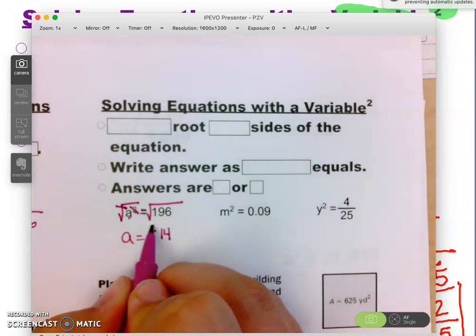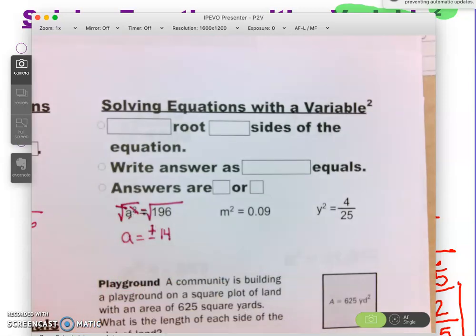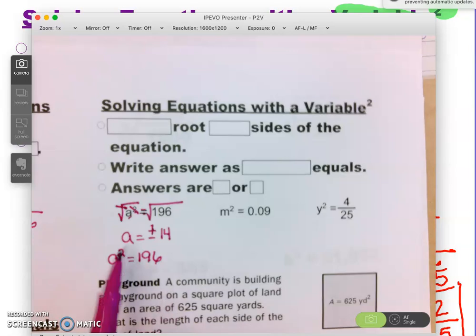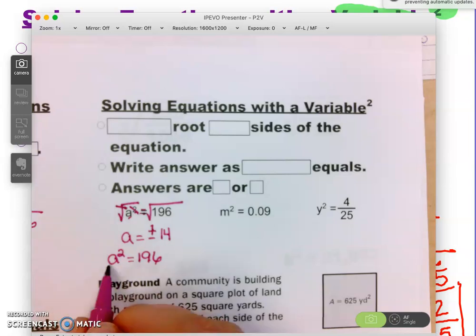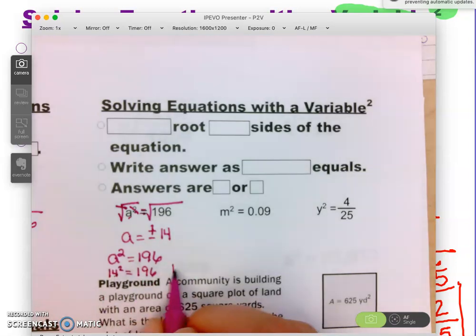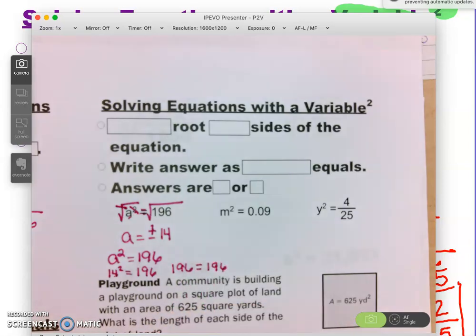Now what I have to think is, if I put this positive 14 back into here, will it equal that 196? So I'm going to rewrite my equation because I kind of messed up here. If I put negative or positive 14 into here as a, 14 squared, does that equal 196? Yes, it does, because 14 squared is 196. So 196 equals 196. And what if I put negative 14 in there? Negative 14 squared, or negative 14 times negative 14, would get me 196. So 196 is equal to 196.